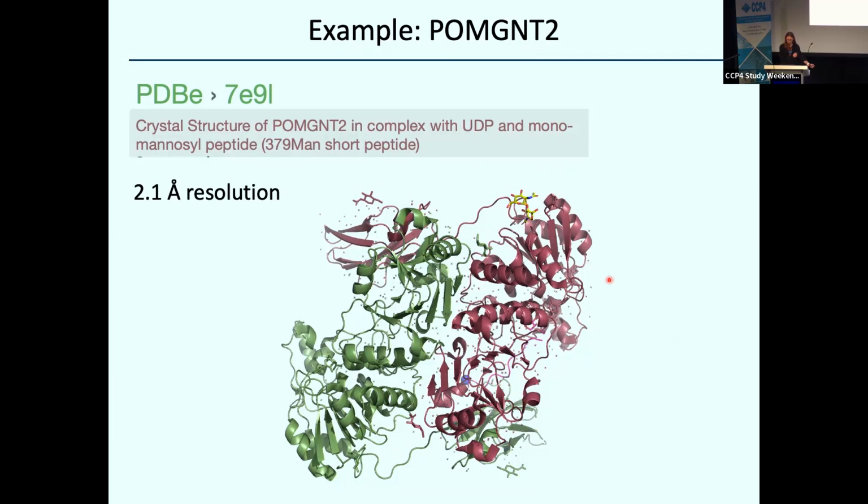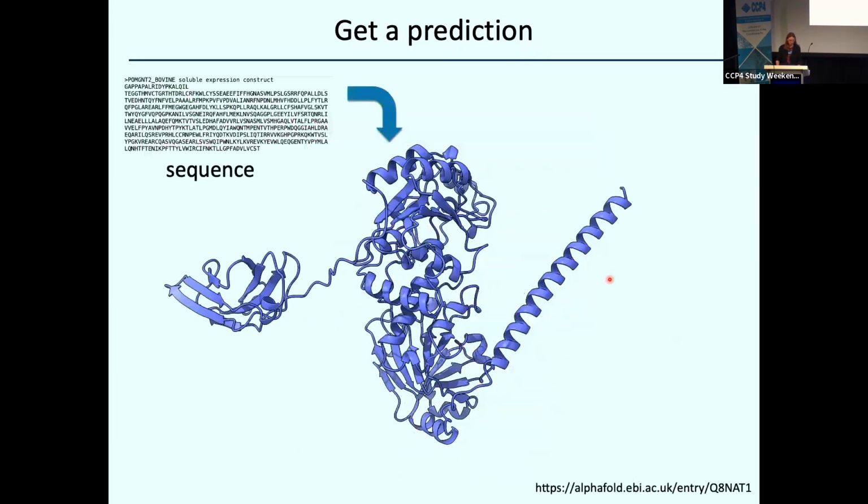So let's pretend we don't know how the answer looks. Let's take the sequence and get a prediction. The full-length sequence of this protein gives this prediction here. It looks kind of like a protein. We see some helices, some sheets. The orientation of the domains seems a little bit odd. So we will have to look at the PAE plot to see if that makes sense.